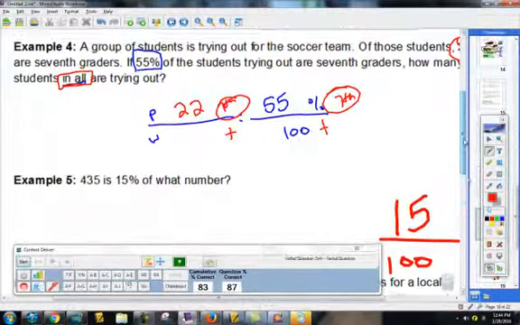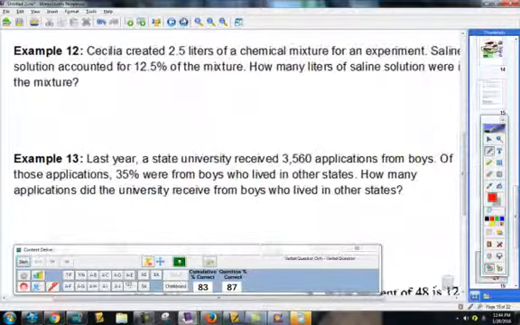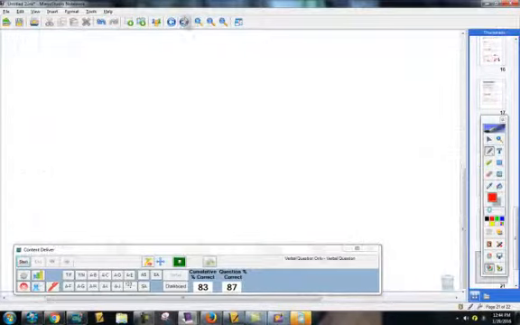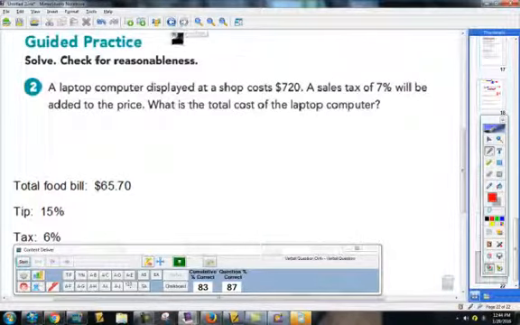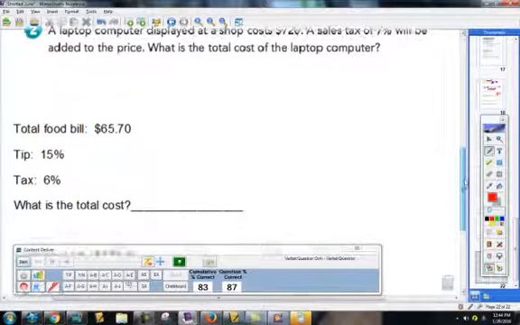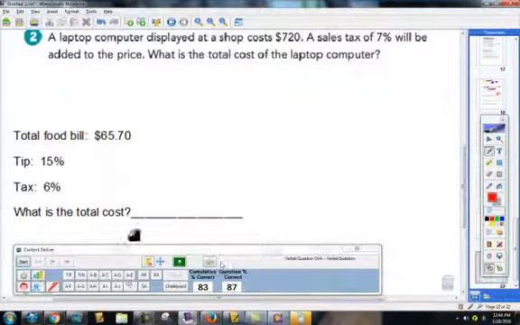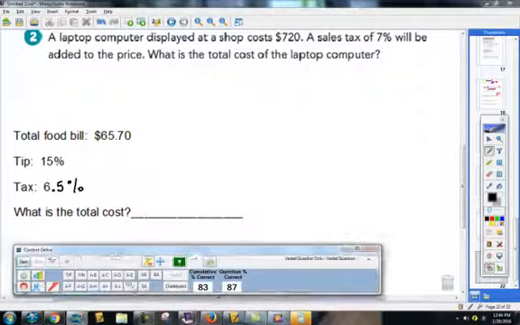Okay. All right. Now I want to move on to, let's do that one. Let's do this one right here, only I'm going to change it real quick. I want to make this 6.5% tax. Okay? Go ahead and do that one real quick.